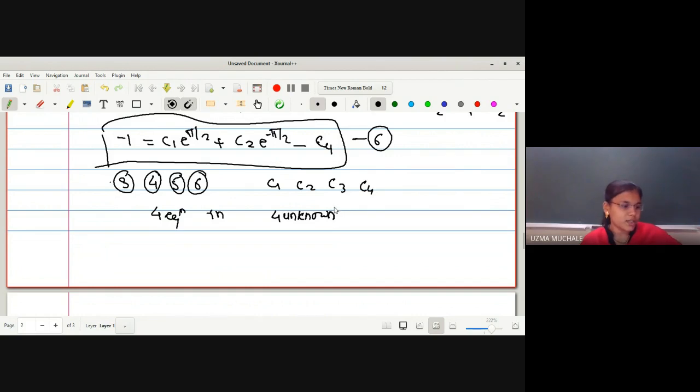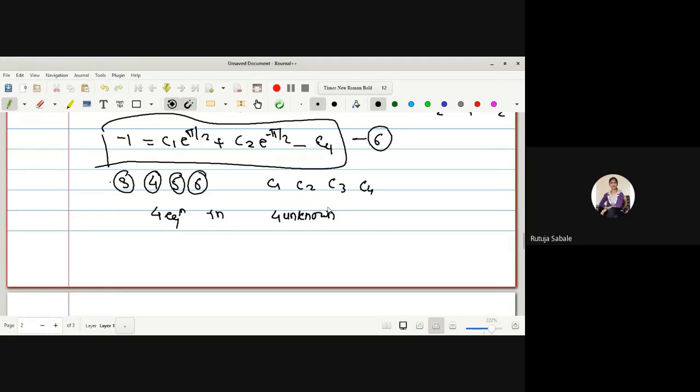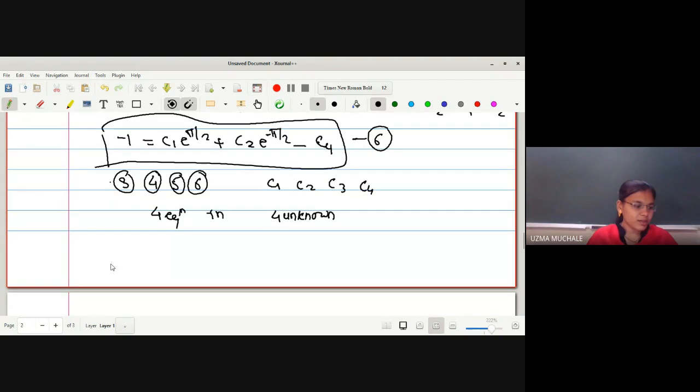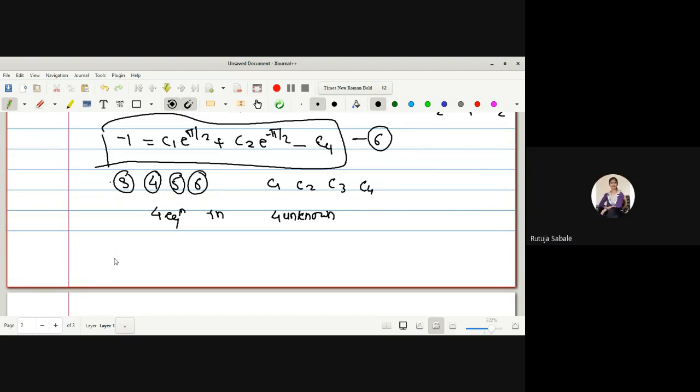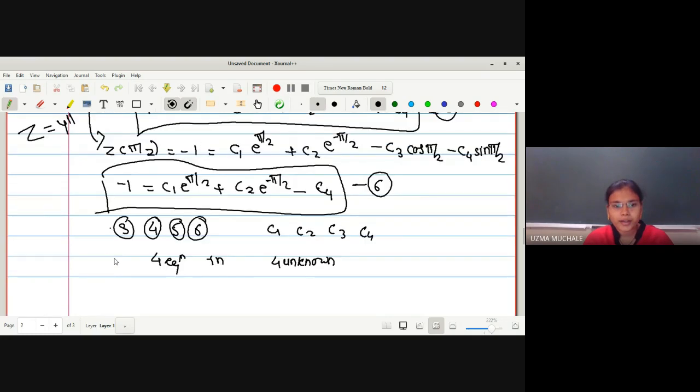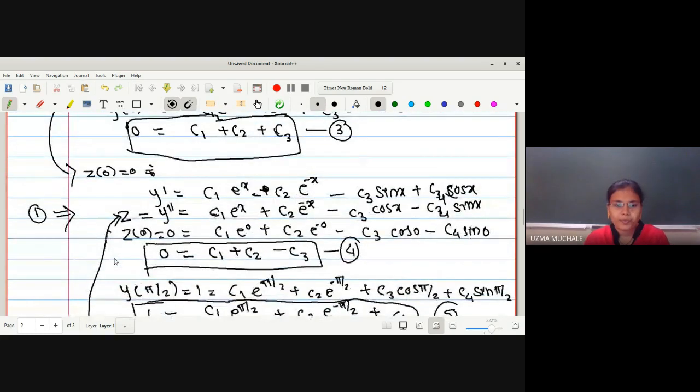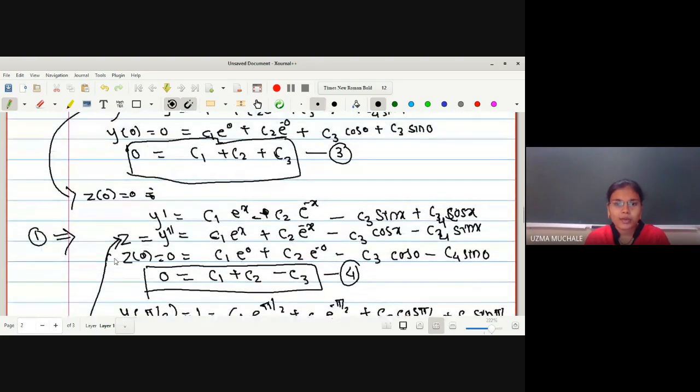How to solve these equations? You can write the system of linear equations in matrix form, AX equals B, and solve by that method, or you can solve easily with the help of multipliers. Will you do it now? Write down all these equations, try to solve, and tell me the values of C1, C2, C3 and C4.